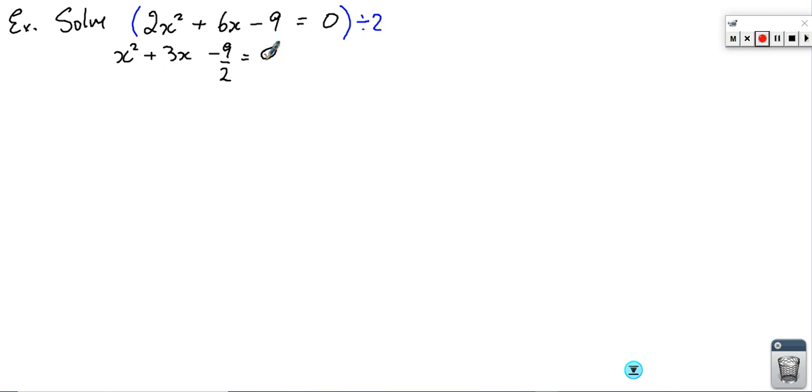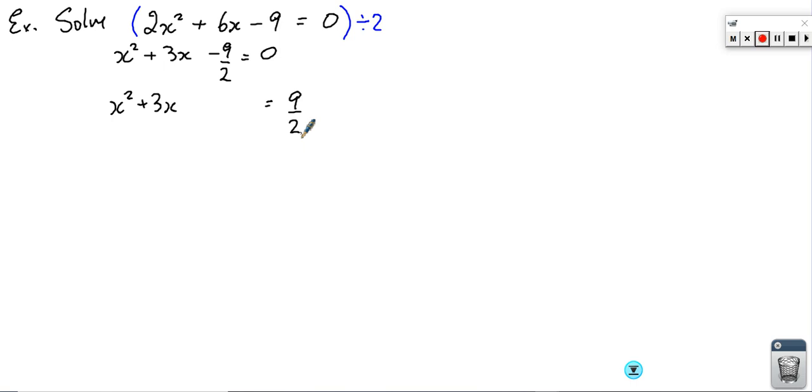Now, you're going to see me leaving everything as fractions. It's better if you leave them as fractions because many times those will be recurring decimals, so it's not advisable to change those to decimals. So let's continue. That was the first step. Second step, place the constant on the other side of the equation. So I have x squared plus 3x, I'm going to leave a space here, is equal to 9 on 2, because negative 9 on 2 on the other side becomes 9 on 2.